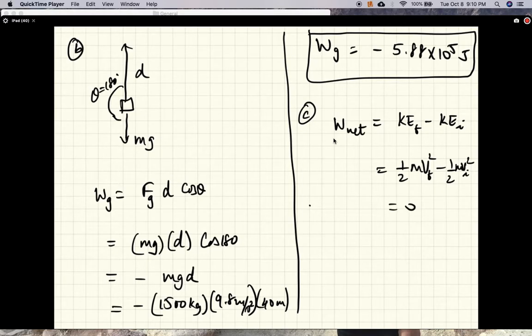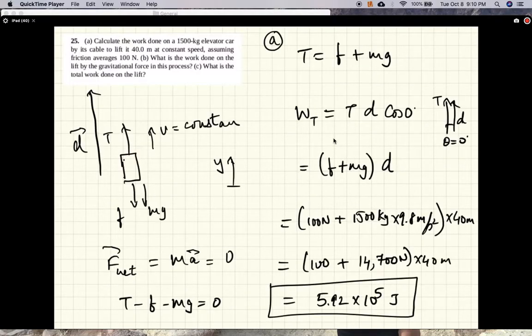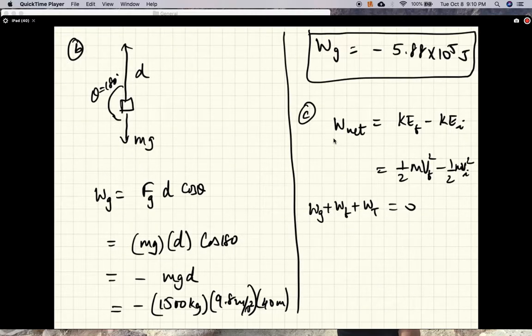So the total work done, which is the work done by gravity, work done by friction force, and work done by the tension, they all add up to 0. Okay, I think that finishes this problem.